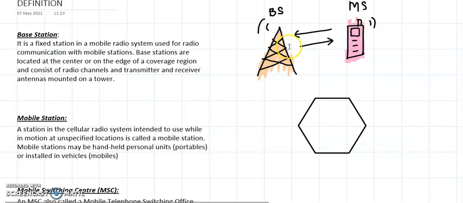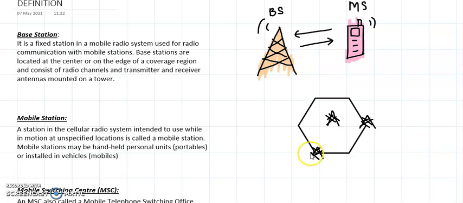These base stations are either located on the edge or on the center, meaning if I have a coverage area, something like this hexagon is a coverage area. I'll discuss why we take hexagon as a geometrical shape later on. But for now, please understand that these base stations can be either at the center of the cell, or at the edge of the cell or the coverage region. So at the edges I can have these base stations like this.